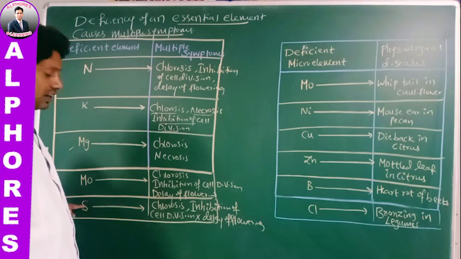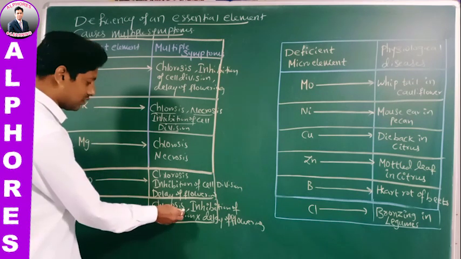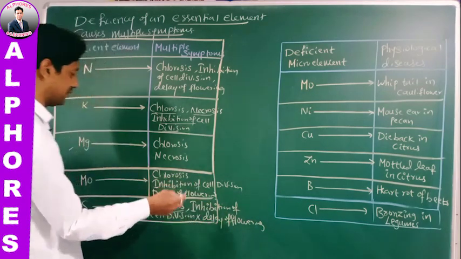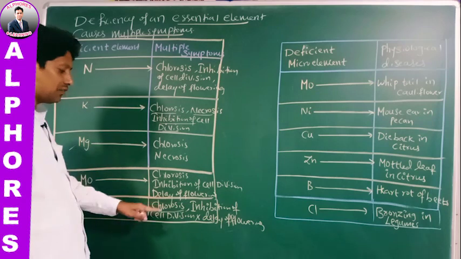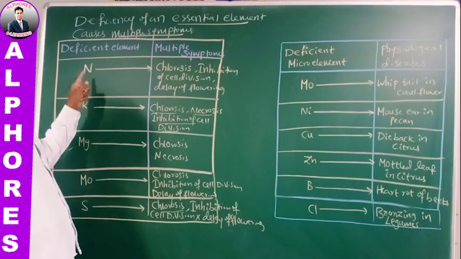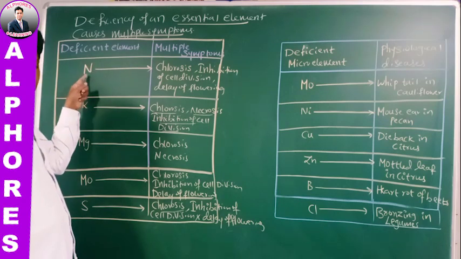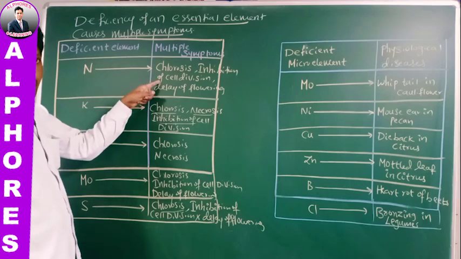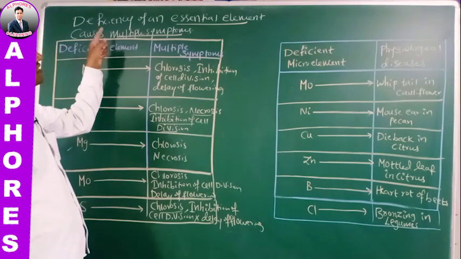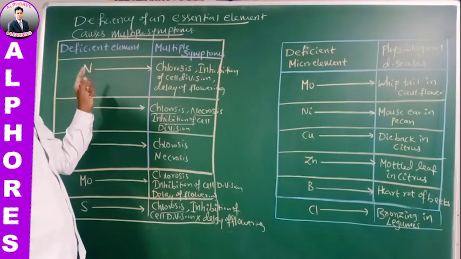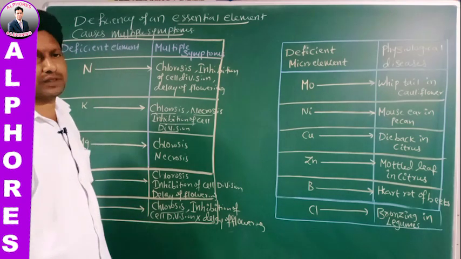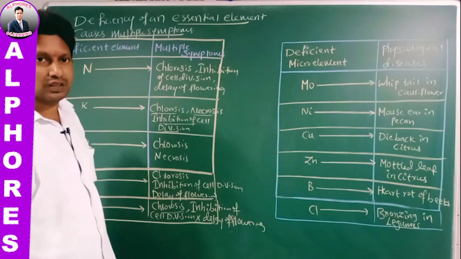Deficiency of sulfur causes chlorosis, inhibition of cell division, and delay of flowering. Therefore, if one essential element is deficient in a plant, more than one deficiency symptom may be caused. It means deficiency of an essential element causes multiple symptoms. Is this statement okay?